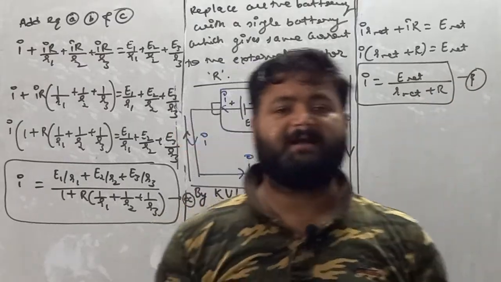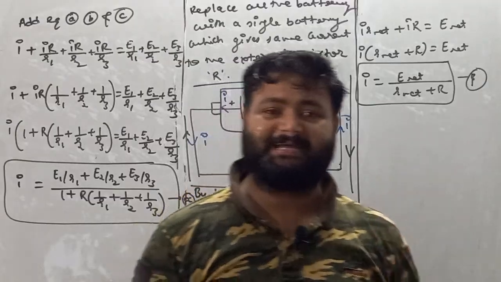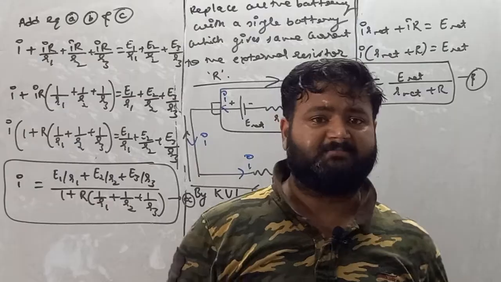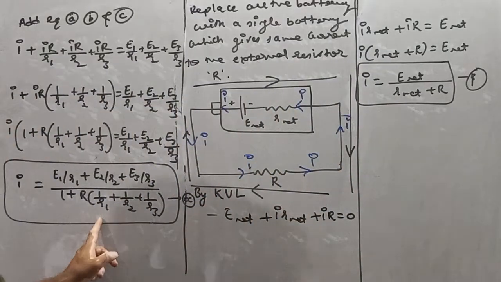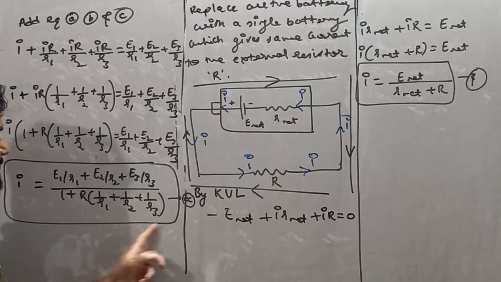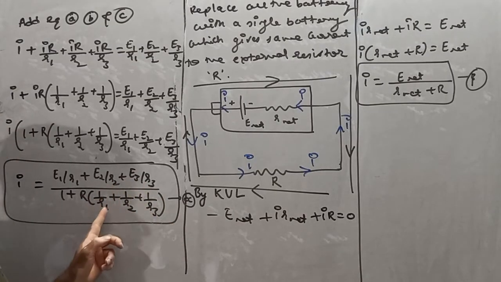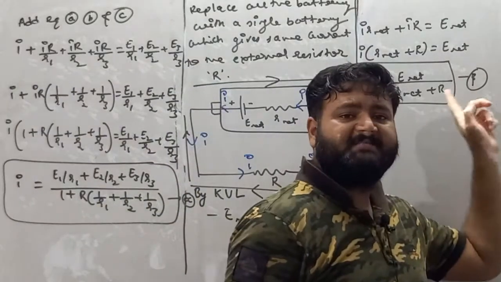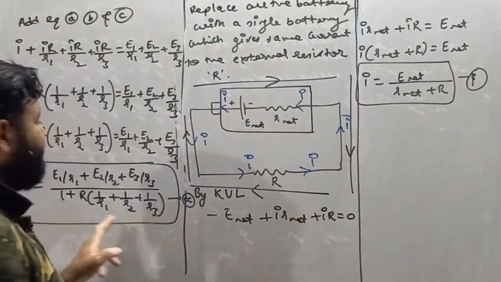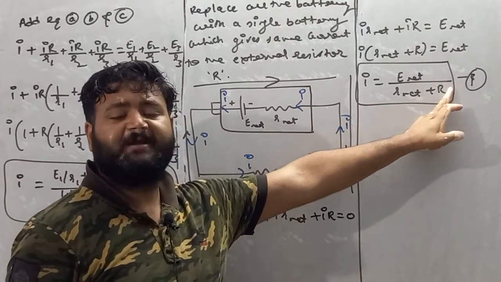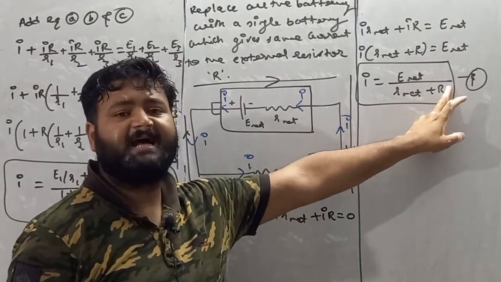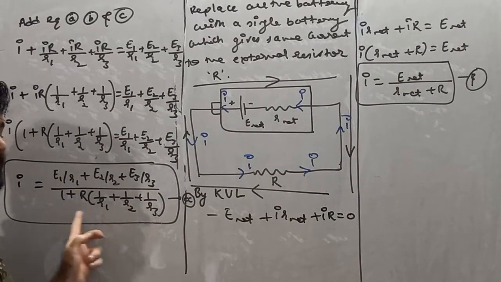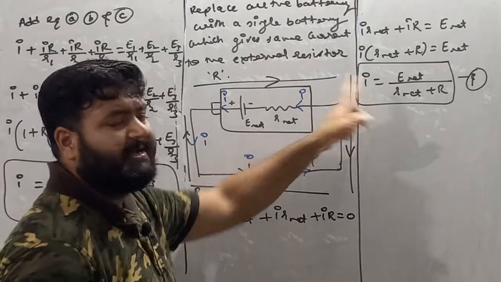So my dear student, comparison is always done with similar terms. So this term and this term are not similar, as in this term along with R we have 1 by R1 plus 1 by R2 plus 1 by R3, but in this R nothing is there. So either we have to add 1 by R1 plus 1 by R2 plus 1 by R3 along with this R, or remove it from this term, so that we can compare both the equations.